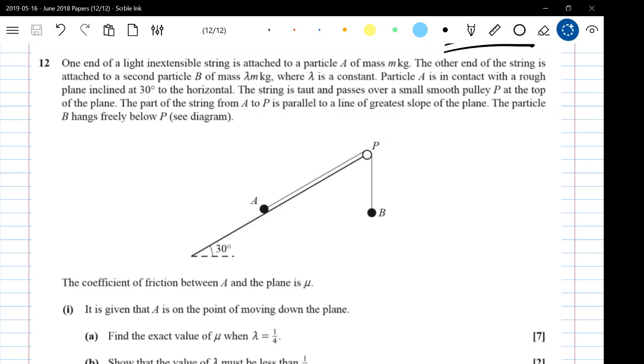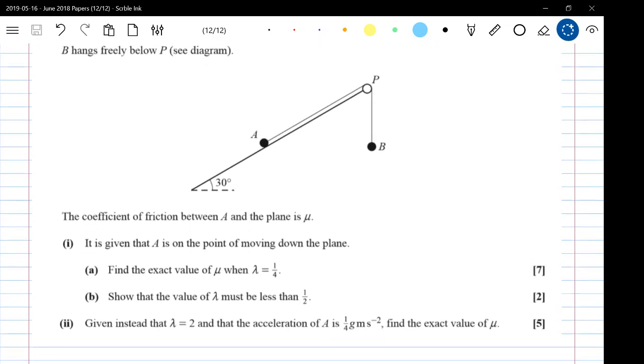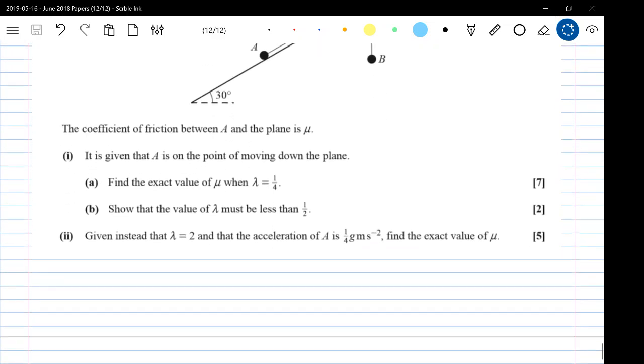They've not given us much to go on here, have they? It is given that A is on the point of moving down the plane. Find the exact value of mu when lambda equals a quarter. Right, we need some diagrams. We've got two particles, so we need to treat the two particles separately.